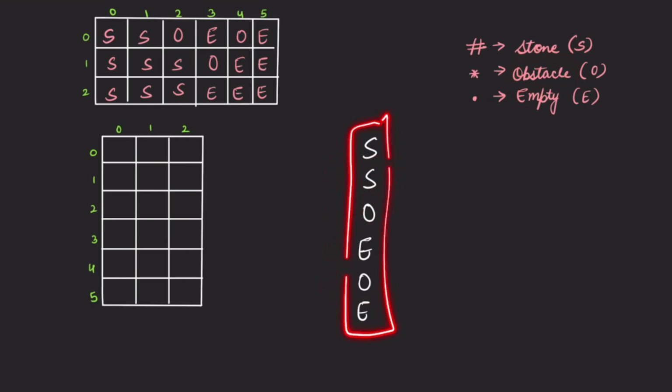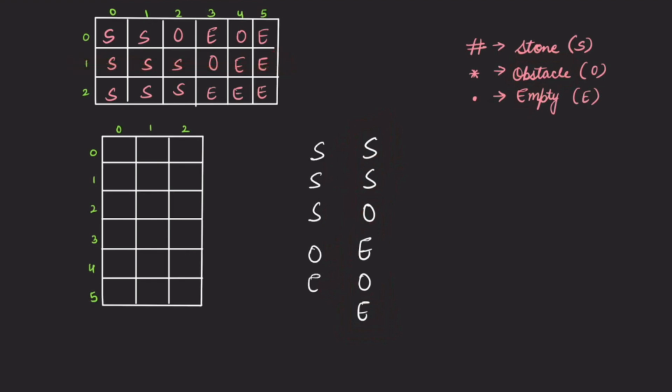So this is going to remain as is, right? Now if we look at this particular row, this is S, S, S, O, E, E, right? Again if you see, here empty, empty, obstacle. Now where will this stone fall? Nowhere, because we have an obstacle here. This stone will also not fall, there is another stone. This also will not fall, there is another stone. So this is also going to remain the same.